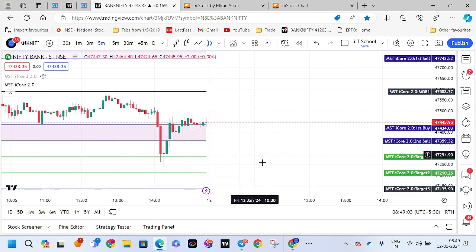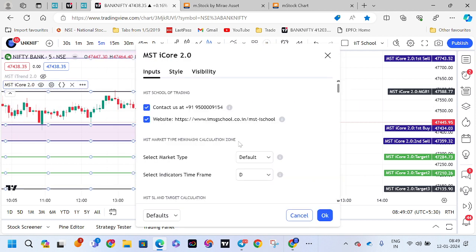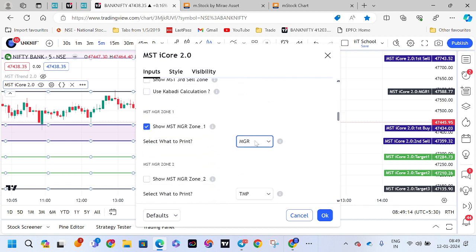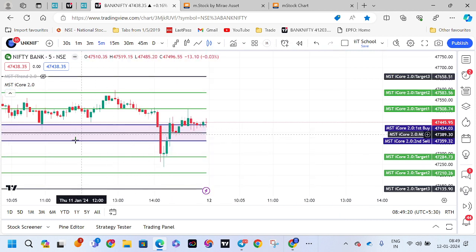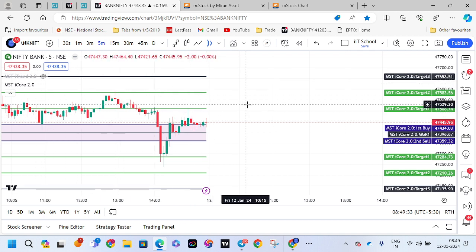Where it is over, right? I have not enabled the first buy targets. I will enable the first buy targets and I will remove the first sell. Now instead of MGR, I will make it DBP. Now you see what has happened. Here also two targets hit. Here also first target hit. Here also first target perfectly hit. Okay, perfectly hit. So on all three sides we are in profit.